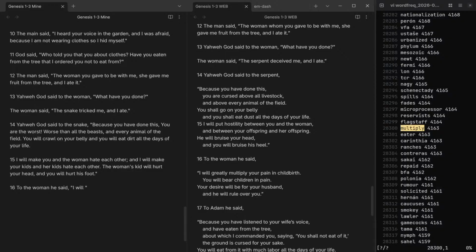Okay, I could say it a different way. I will make having babies very painful for you. You will have babies with pain. Your desire will be for your husband. I don't really fully understand what this means, but we'll try.